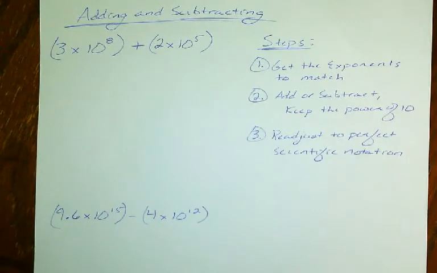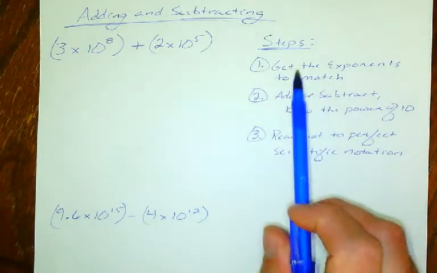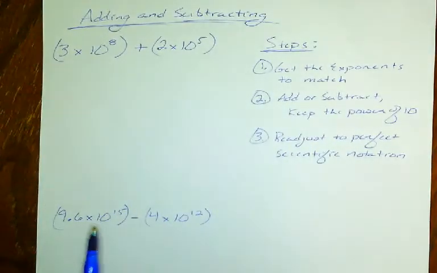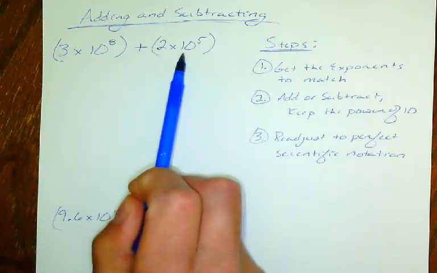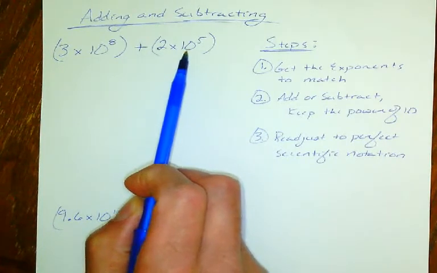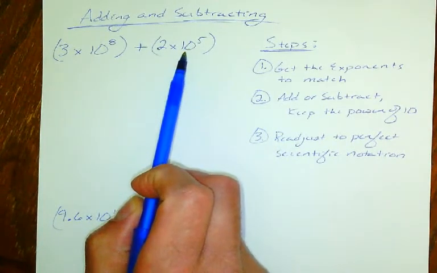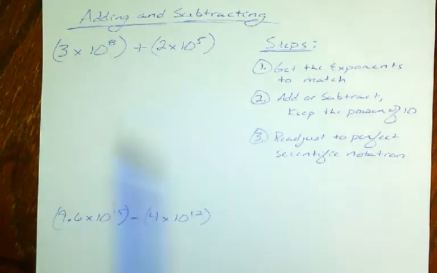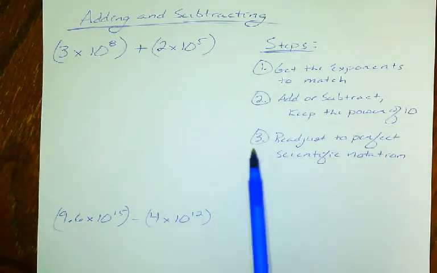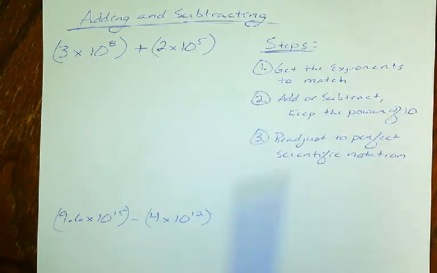Alright. Now, adding and subtracting is a little harder than what we did last week with multiplying and dividing for one key reason. We have to get the exponents to match. So over here on the right side of my paper, I have 3 steps. Step number 1, get the exponents to match. And what I mean by that is the powers of 10 need to be the same. We have a 10 to the 8th, we have a 10 to the 5th. They are not the same. So we need to readjust one of these numbers so that it matches the other one's power. Step 2, we need to add or subtract, then we keep the power of 10. Step 3, we readjust if necessary to perfect scientific notation.